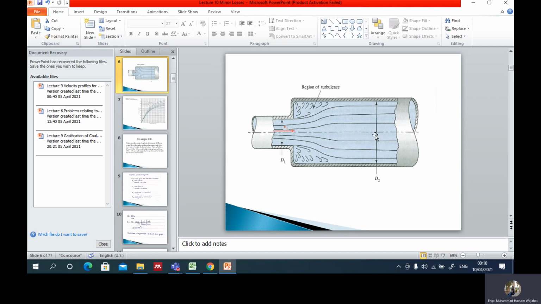So automatically we can see that if we are going from a small pipe to a large pipe, if we take the small pipe as P1 and the large pipe as P2, P1 will have a certain diameter, P2 would have a certain diameter. D1 is the diameter of the smaller pipe. D2 is the diameter of the larger pipe.